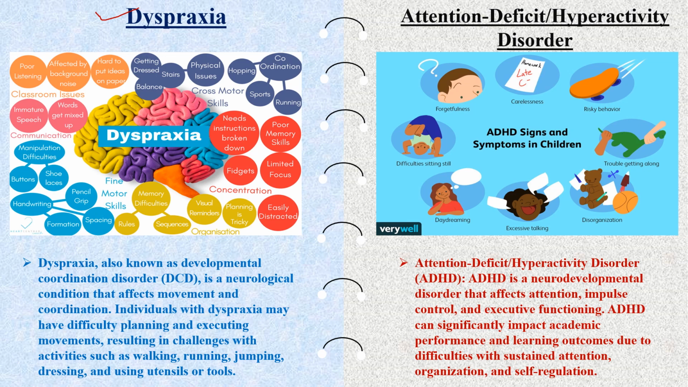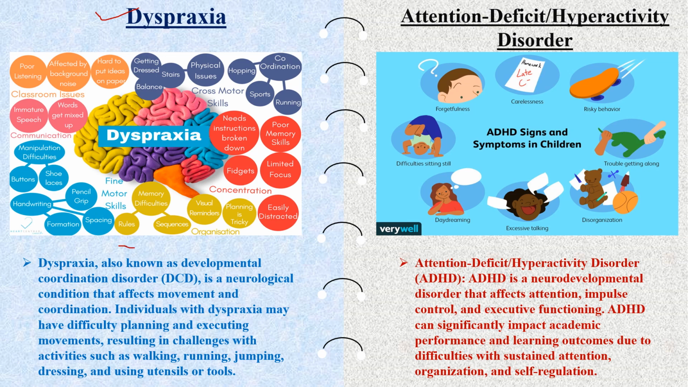And always these children will feel irritated by rough or very heavy clothing. And as we have already discussed, there will be problems in coordination and executing of body movements. So we can say that dyspraxia is a problem in which a child may face problems with coordination and movement.